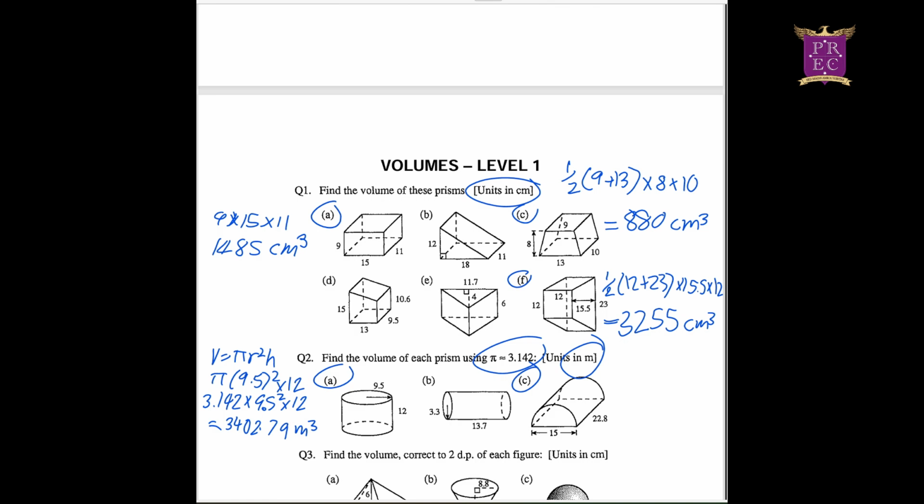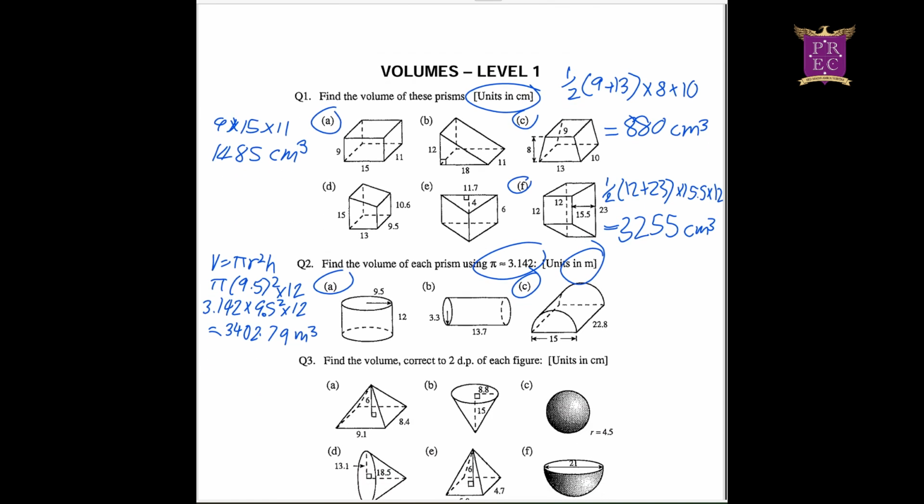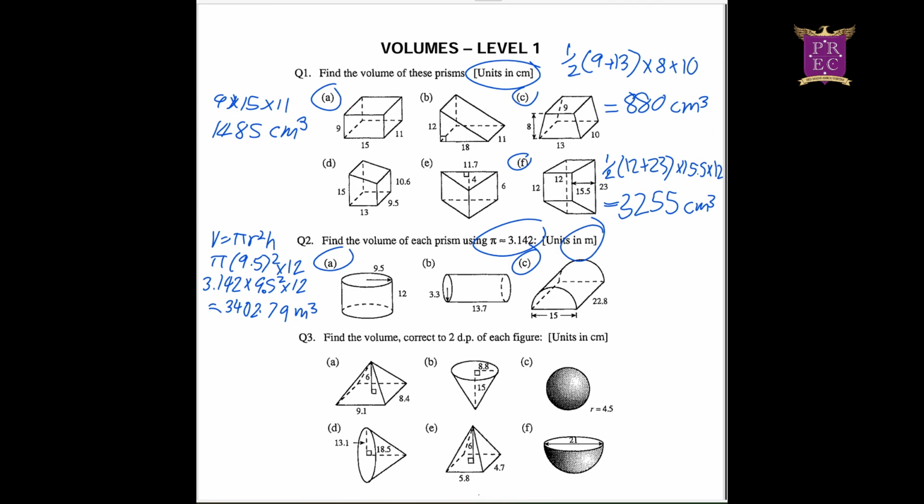All right, let's do question 2C now. We've got a cylinder, but it's halved. So always remember we need to do half pi r squared times h. Good. Now, what's the radius here? The radius is 15 divided by 2, which is 7.5. So we need to replace that. Pi is given as 3.142 times 7.5 to the power of 2 times the height, which is 22.8.